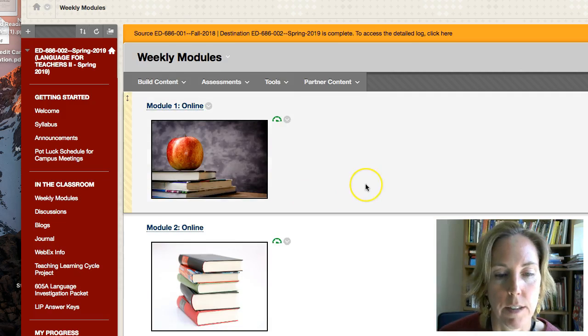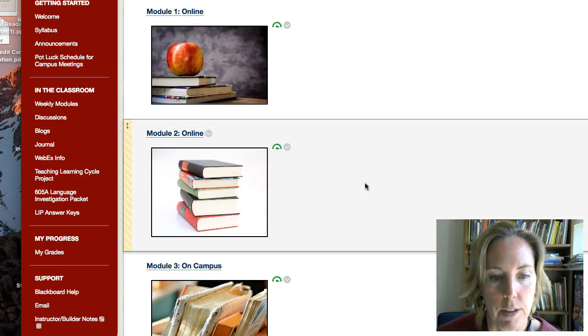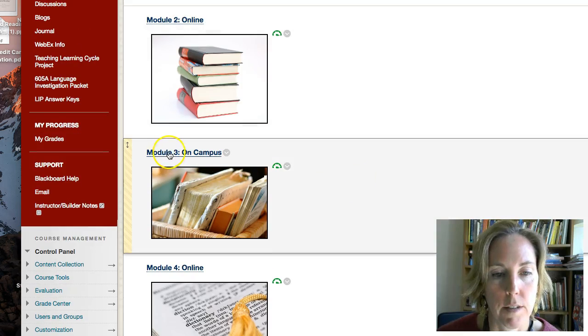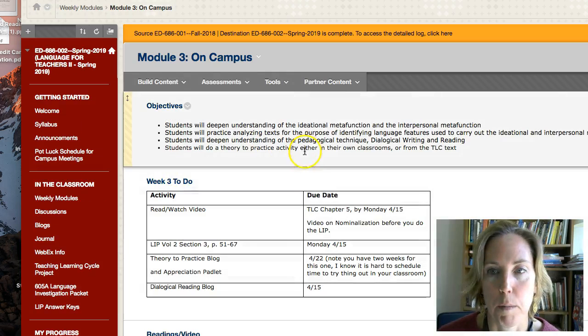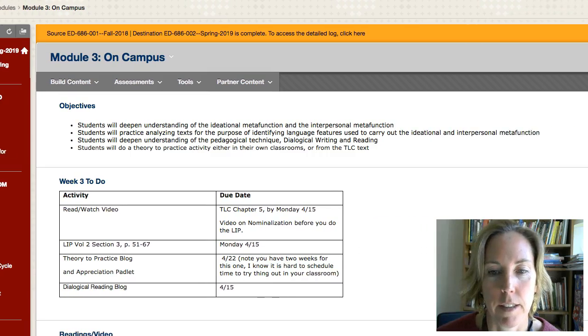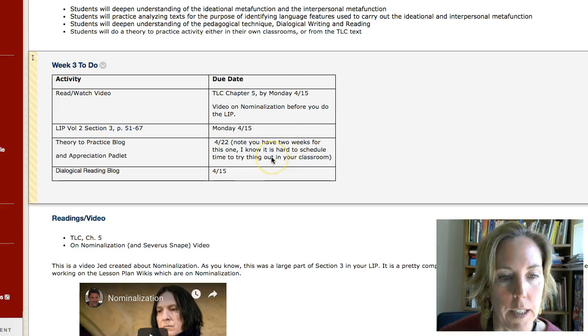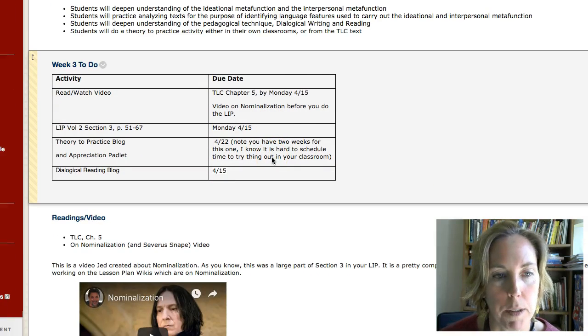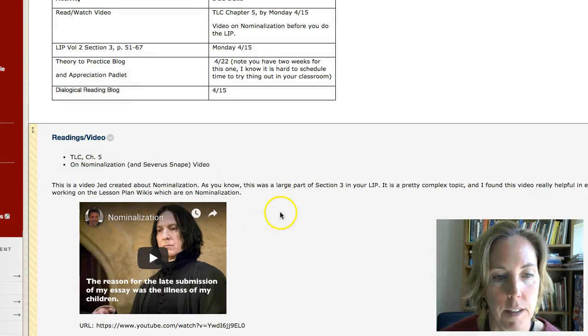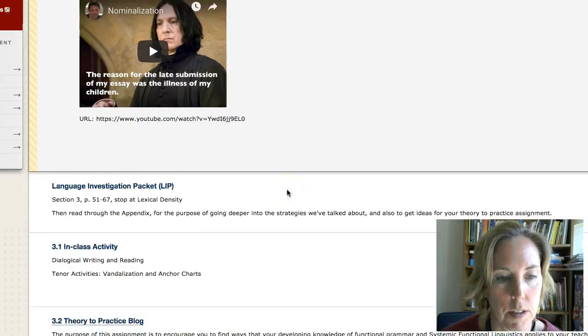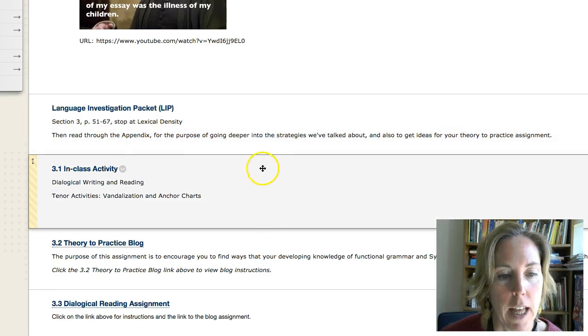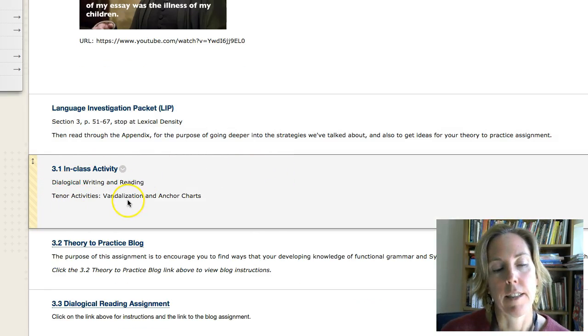The other thing I wanted to show you is that when we have the face-to-face classes, it actually looks the same. The structure is the same. And this was something I had to kind of get my head around doing this. So even though they are coming to class, they still have the readings and the videos, the language investigation packet, and then there's an in-class activity.